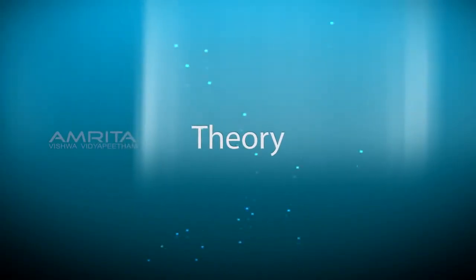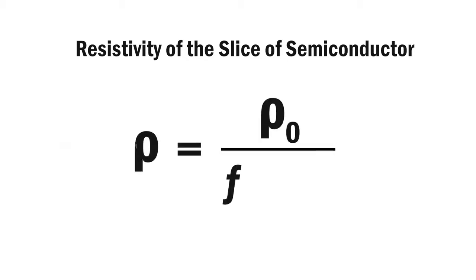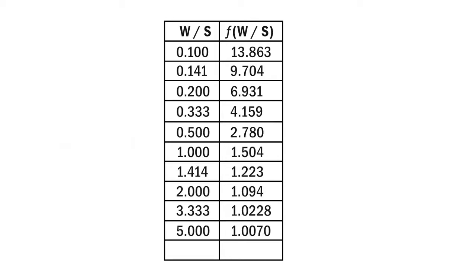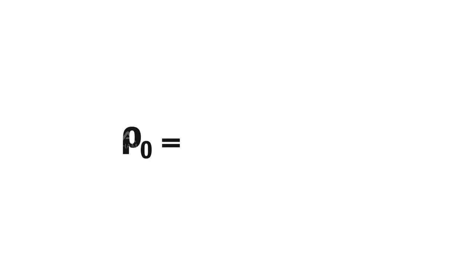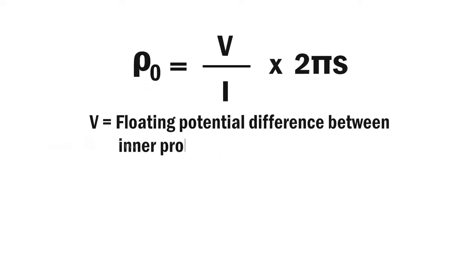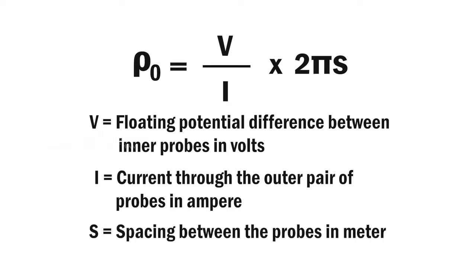Theory: the resistivity of a slice of semiconductor having thickness W is computed as ρ = ρ0 / f(W/S). By knowing W/S, f(W/S) can be found from the reported table, where ρ0 = (V/I) × 2πS, where V is the floating potential difference between the inner probes in volts, I is the current through the outer pair of probes in amperes, and S is the spacing between the probes in meters.